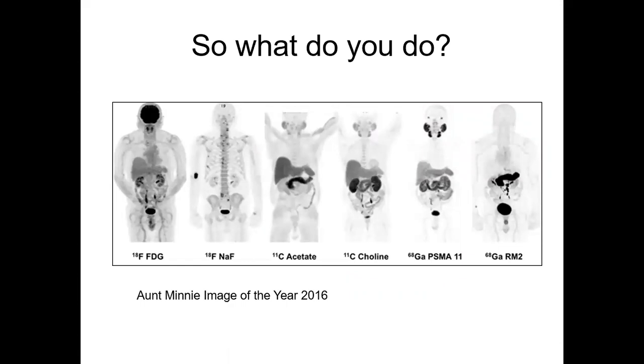So in 2016, they produced this image of the year from the website Art Mini, which many of you may use. And this is some poor patient that for some reason got an FDG scan, a sodium fluoride scan, a C11 acetate scan, a C11 choline scan, a gallium-68 PSMA-11 scan, and a bombesin, that's a gallium-68 RM2 scan. And you can see here completely different distributions of the tracers.